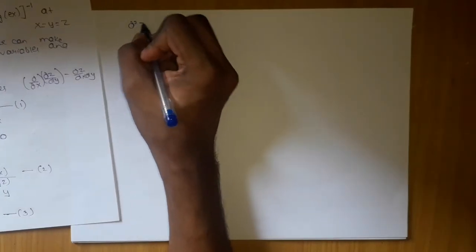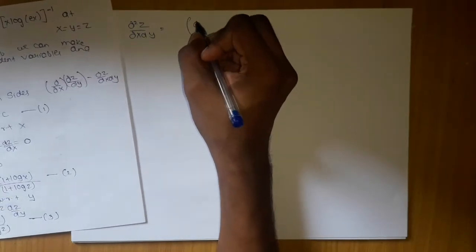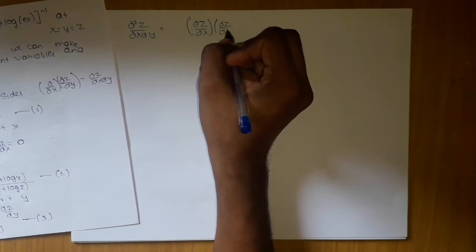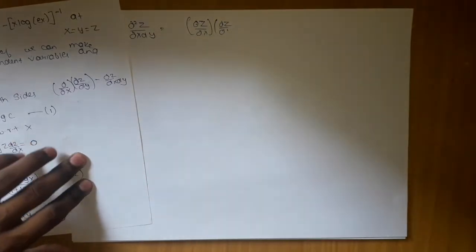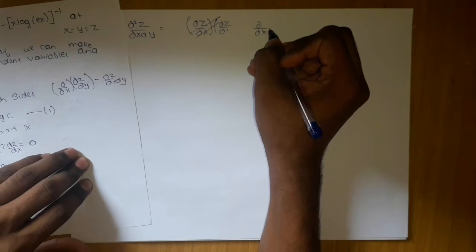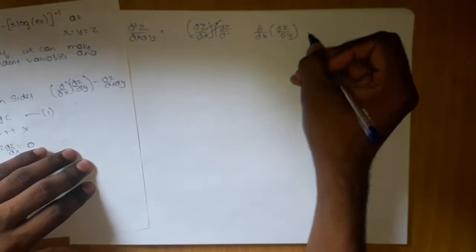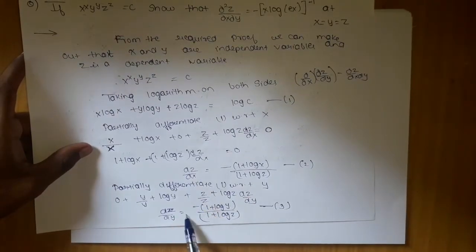What our main thing is, to get dou square z by dou x dou y, we need to just multiply dou z by dou x into dou z by dou y. Okay, let's not multiply, it is d by dx of dz by dy. We have to differentiate this. We will differentiate this dou z by dou y. Do we have dou z by dou y? Yes, we have.